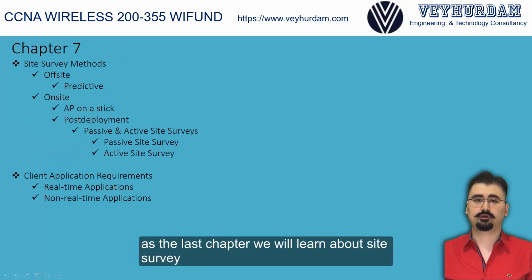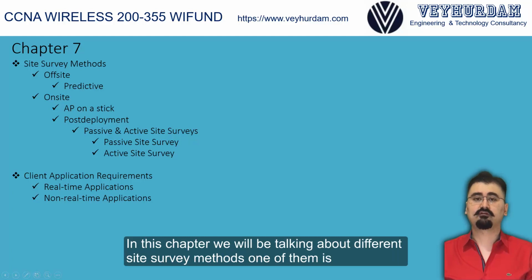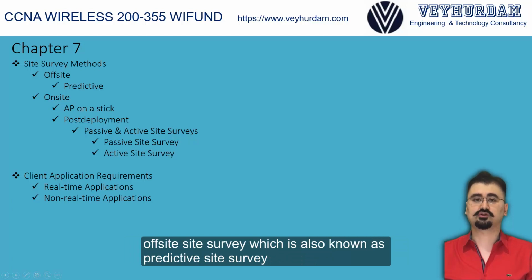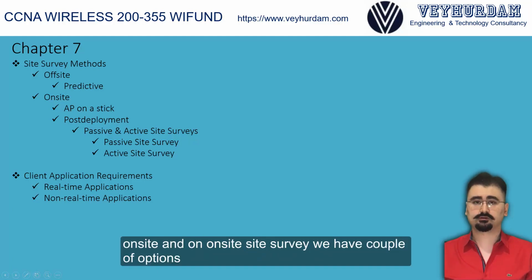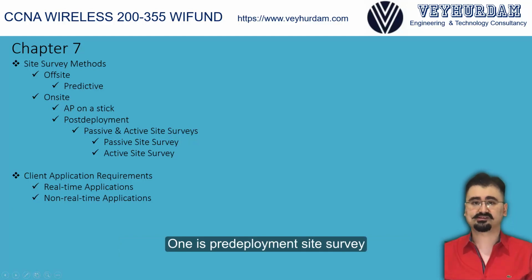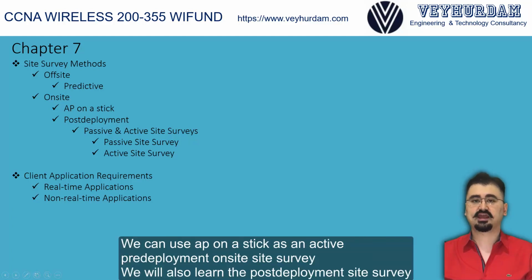As the last chapter, we will learn about site survey. In this chapter, we will be talking about different site survey methods. One of them is off-site site survey, which is also known as predictive site survey. The other method is on-site. And in on-site site survey, we have a couple of options. What is pre-deployment site survey? We can use AP on a stick as an active pre-deployment on-site site survey.